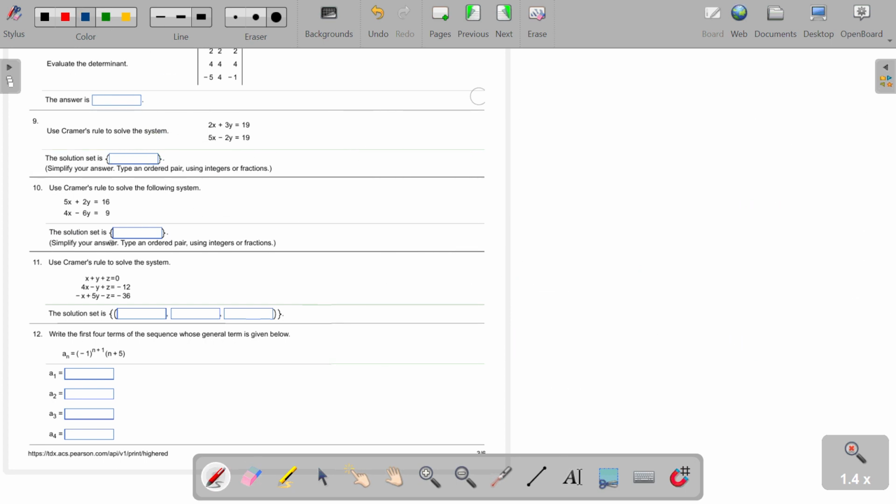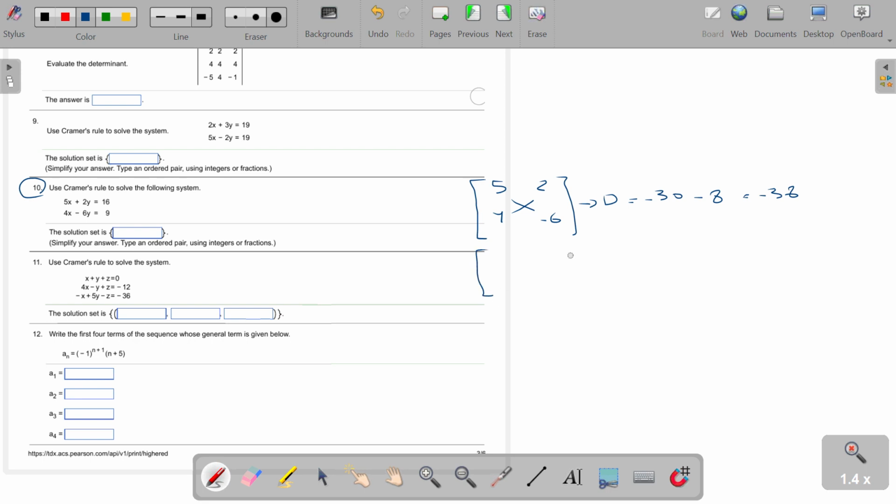Question number 10. Okay, so first make your coefficient matrix 5, 2, 4, -6, and find the determinant of this one. That's 5 times -6, which is -30, minus 4 times 2, 8. So that will be equal to -38.